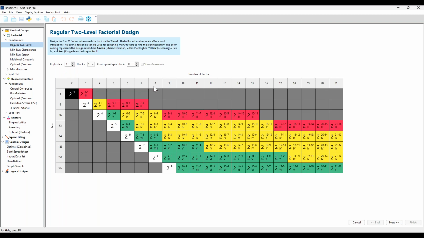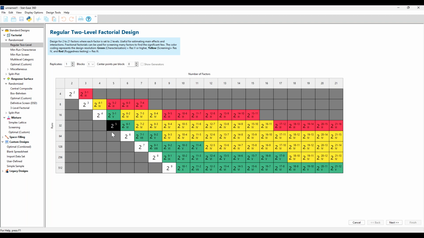Along the top of the screen, we have the number of factors involved, and along the side, the resulting number of runs that will be required. The diagonal white blocks are what's called the full factorial designs, where everything is tested in combination with everything else at their high and low levels. We have 5 factors in this design, so I'm going to click this 32 run design. Okay, so it's a 2-level factorial with 5 factors, so it's going to be 32 runs involved. And that's what we're going to use for this first design.